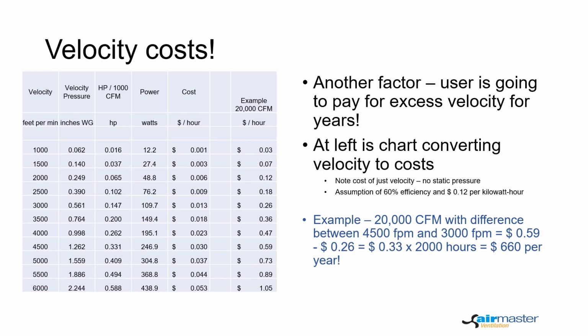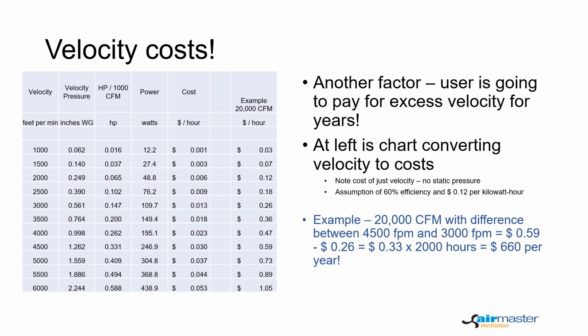But the important numbers are the velocities at the left and the cost per hour per 1,000 CFM. The cost per hour jumps up quite quickly because it's a square function. At right is an example for a 20,000 CFM at various velocities. So it's 20 times the cost per hour.